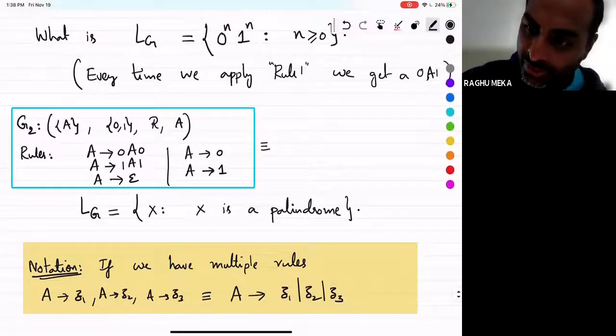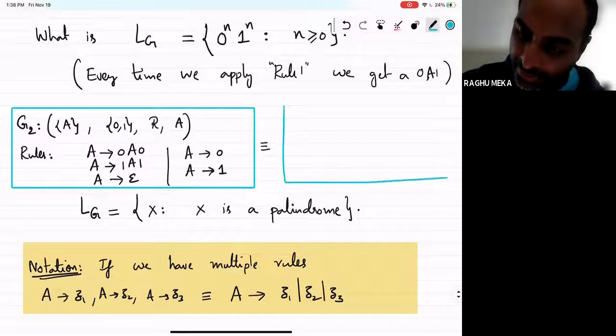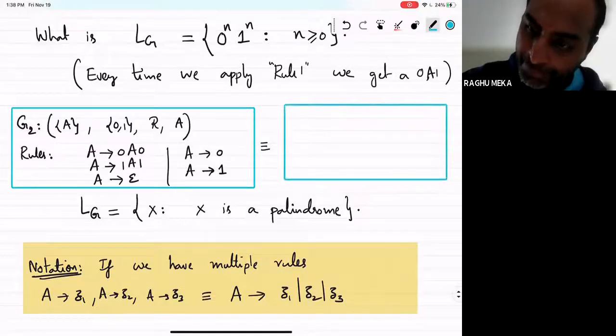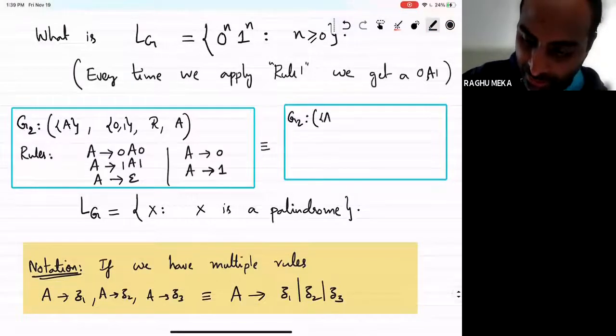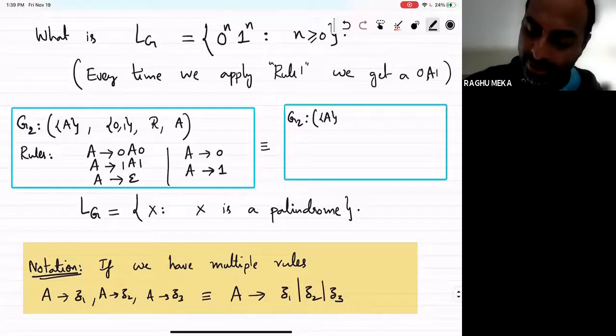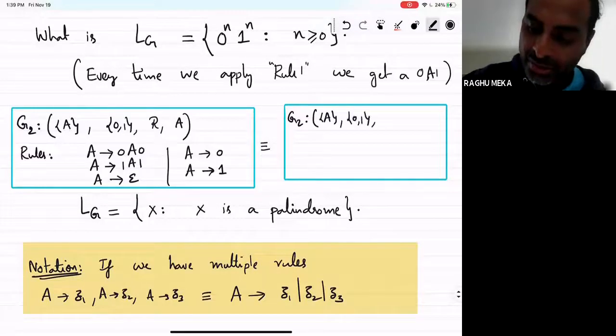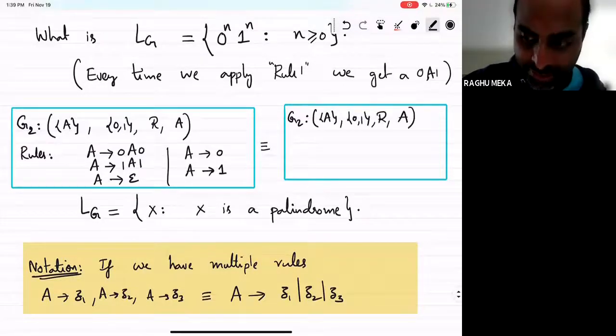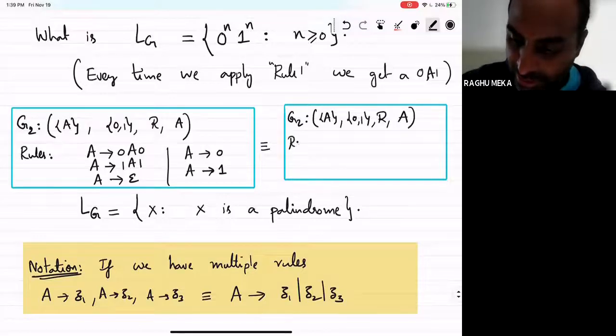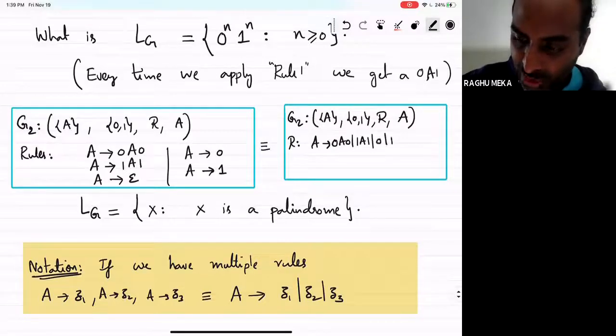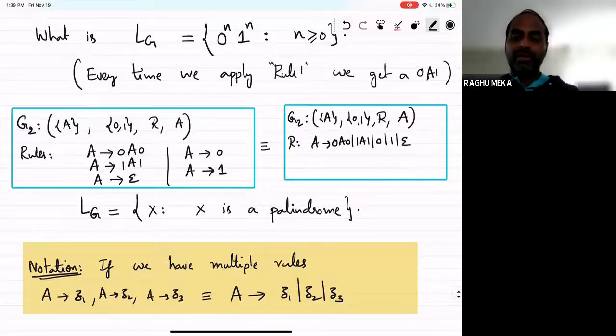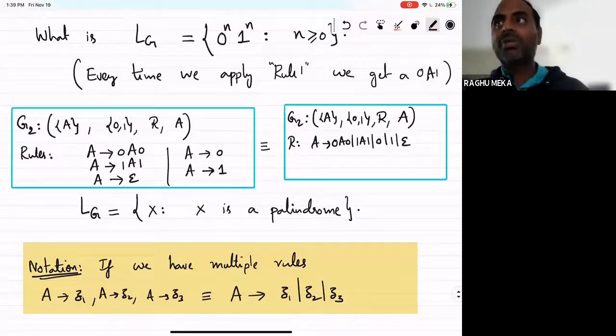Okay, so I can rewrite it just as G2, which has only one variable. I have a set of rules. The starting symbol is A, and the rules are A goes to 0A0, 1A1, 0, 1, epsilon. Okay, so I have 5 rules. I just wrote them in one line with epsilon, with this bar separating them.